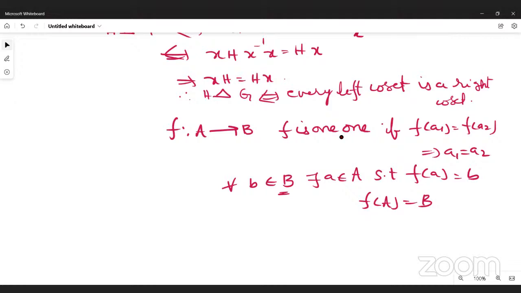We know whenever f from A to B is a function, f of A is a subset of B. So for every B belongs to B, there exists A belongs to A such that f of A equal to B means f is an onto function.